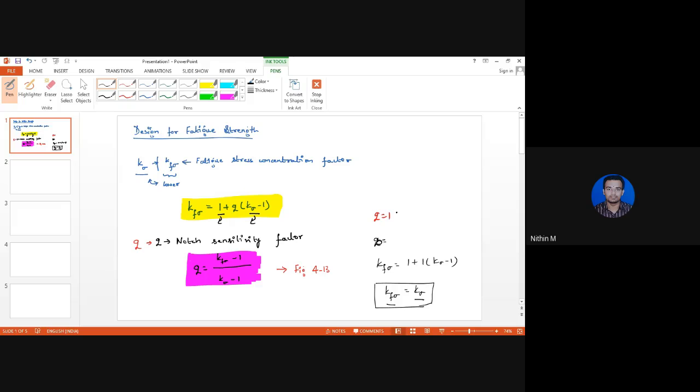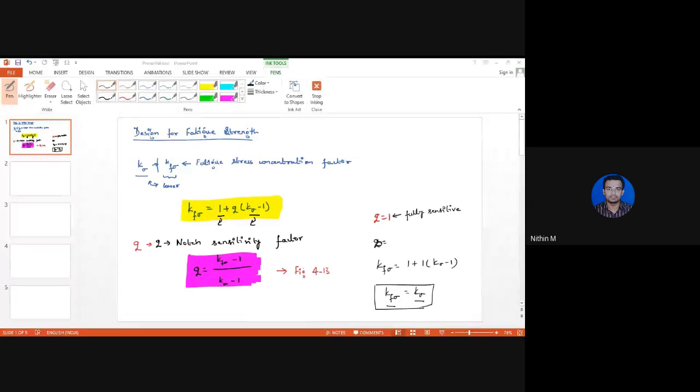If Q is equal to 1, then the component is said to be fully sensitive to the notches. If Q is equal to 1, then K sigma will be equal to Kf sigma. Under this condition, the component is said to be fully sensitive to the notch under consideration. Right? Did you understand this? Is the concept clear?